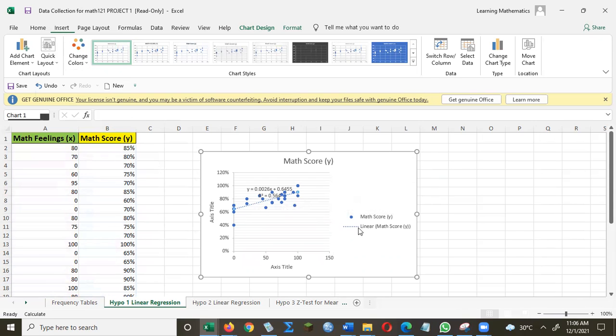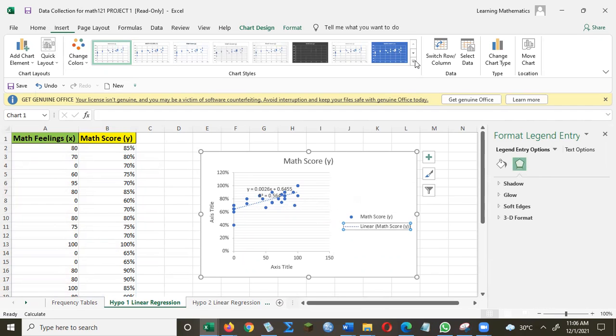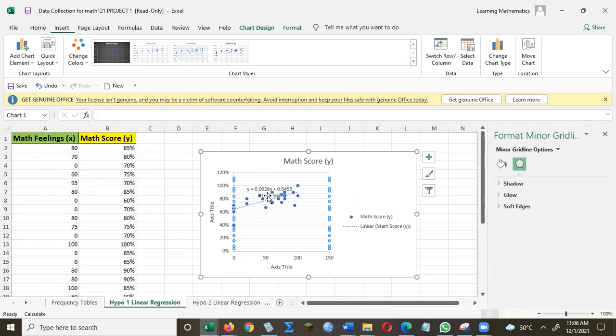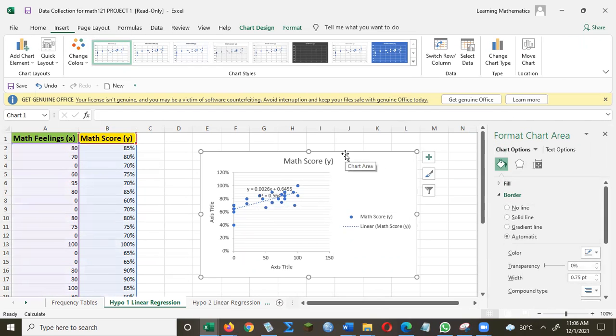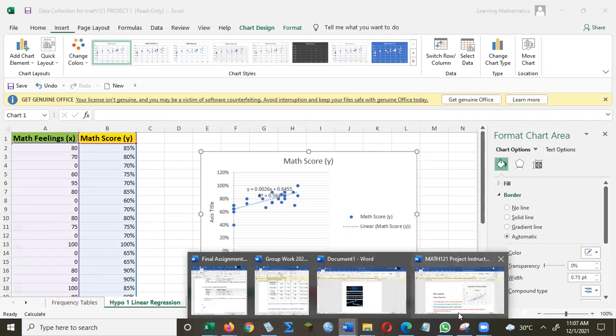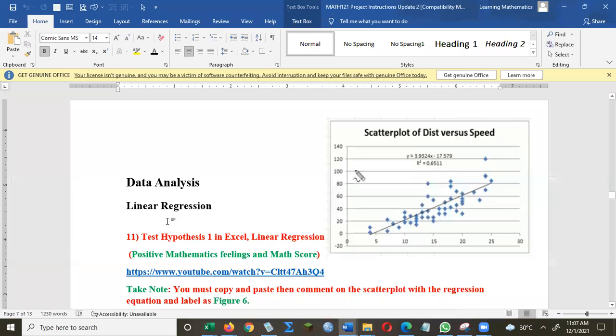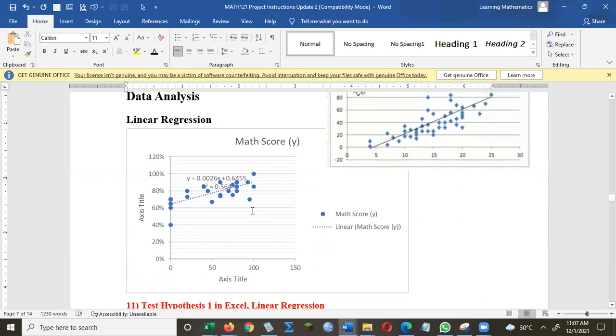All right, the trend line, you can double click and modify it to a bold line or a dotted line. Okay, but you need to have the trend line and the equation and the coefficient of determination, the R squared. So you take this, you copy this and you paste it in your Word document. So here you have the template. Let me just create a space there. You paste it right there, okay?